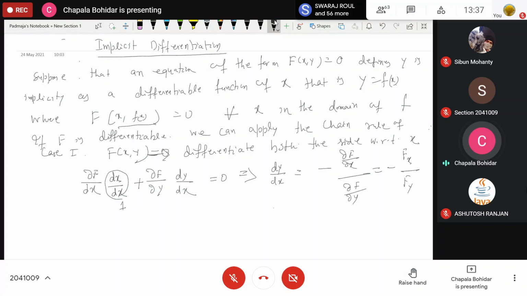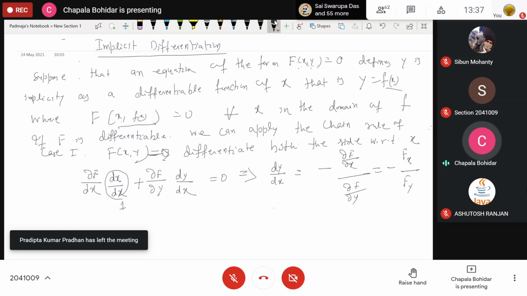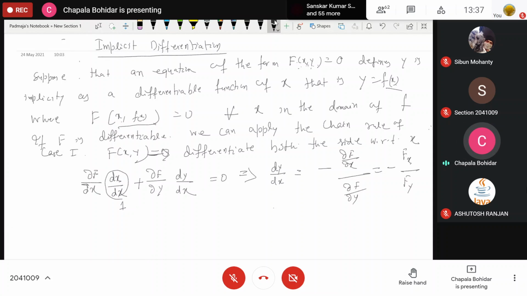This is one formula. If f is a function of two variables x and y, and y is a function of x, that means it has one variable x. So that's why I'm writing here del f by del x, it is del x not dx. Del f by del x is multiplied by dx by dx, because y is a function of one variable x, so I have written dx by dx. Okay. And del f by del y, then dy by dx.